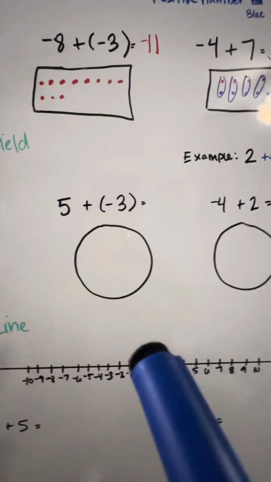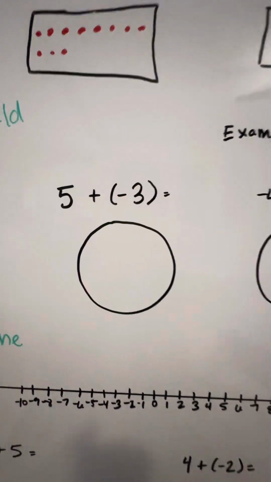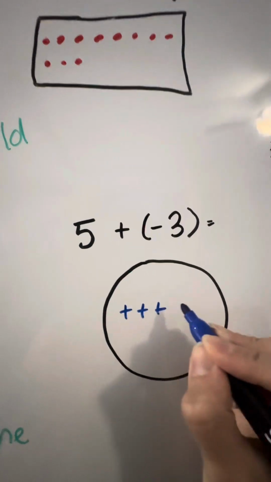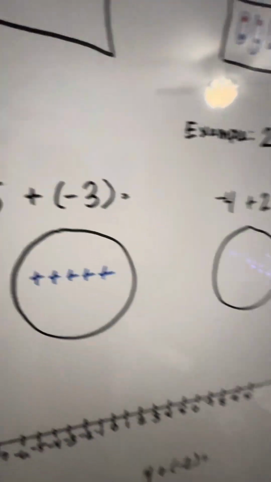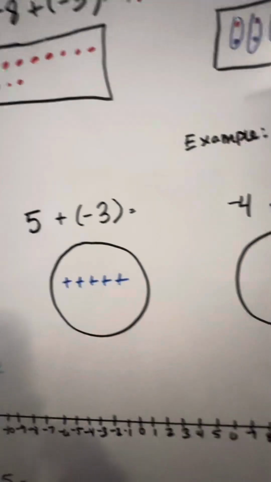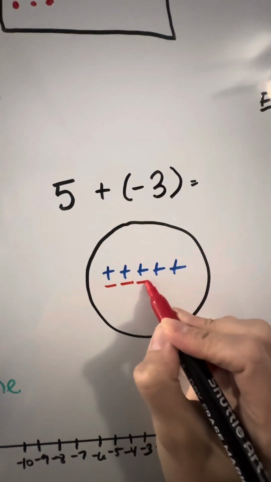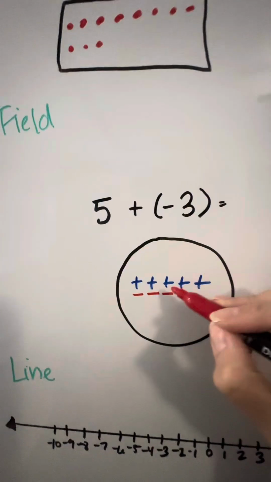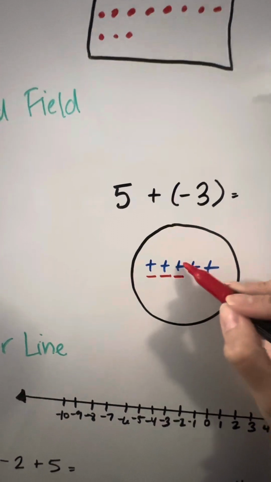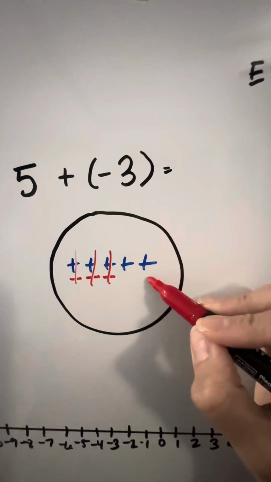So let's go to the first problem. We have 5 plus negative 3. So we're going to do 5 plus signs. And then we're going to do negative 3: 1, 2, 3. And it's good to line them all up. This way when they cancel out, you know what's remaining. So basically we have 3 that canceled out: 1, 2, 3. Leaving us with 2 positive.